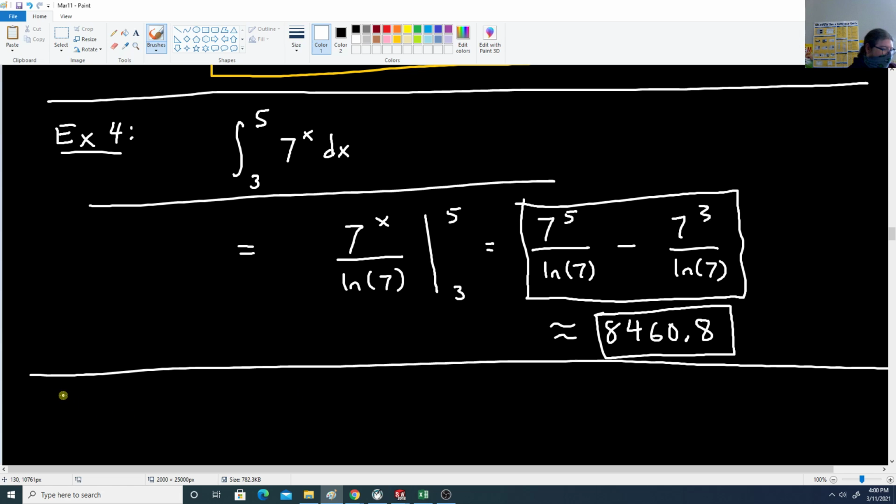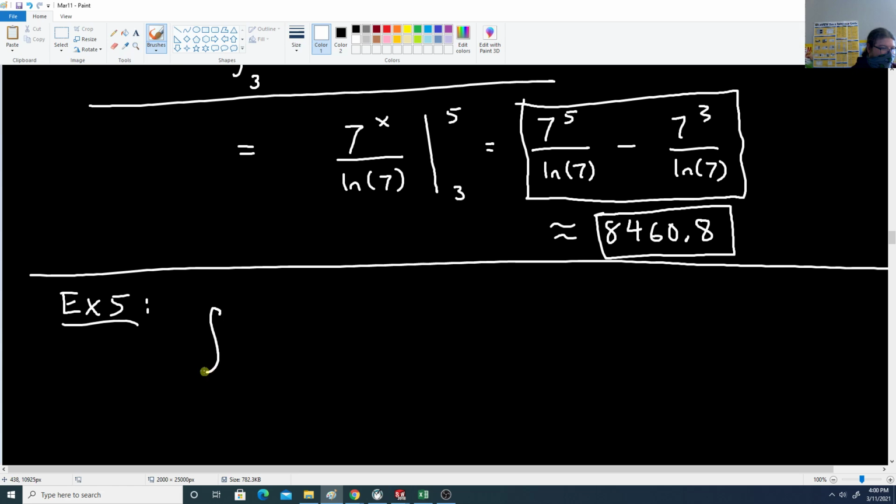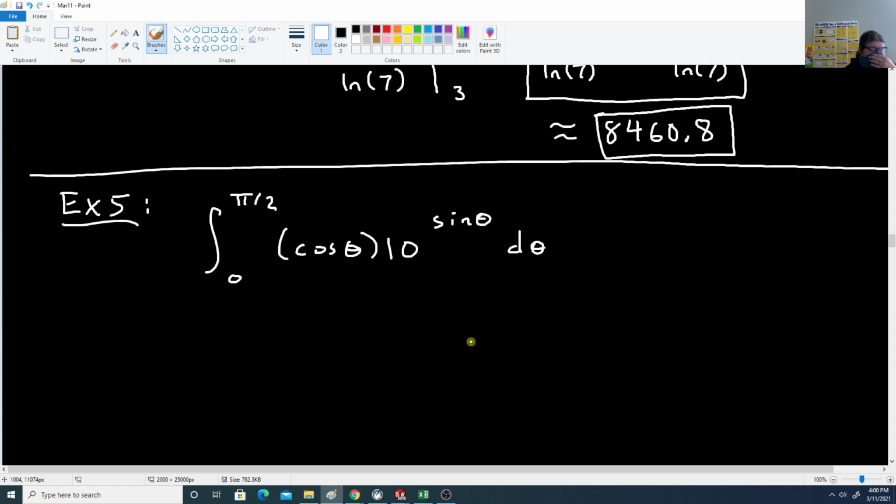And the final one here from this section, example 5, wants us to do the integral from 0 up to pi over 2 of cosine of theta times 10 to the sine of theta d theta. So I'm going to need to use u substitution. This is kind of pairing the b to the x equation with some trig stuff.